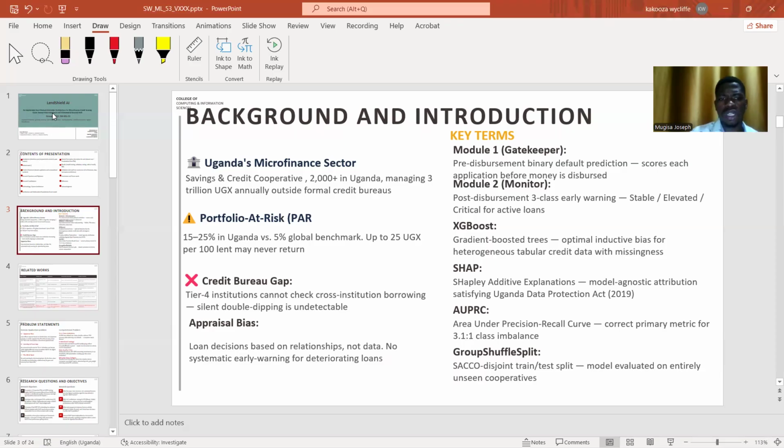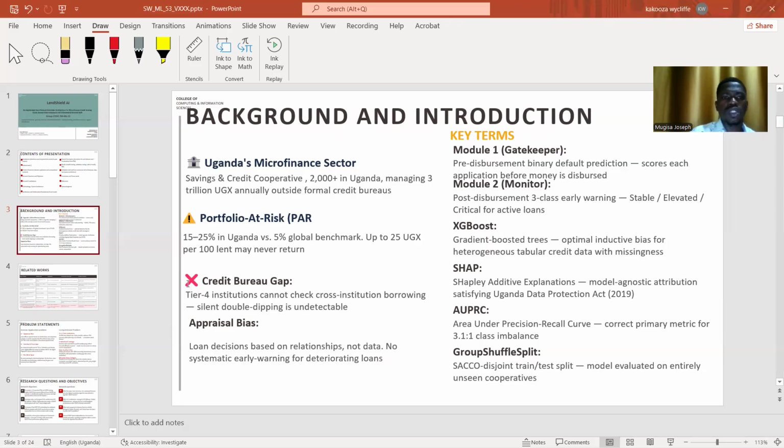Loan grant decisions are just based on relationships, not data, and maybe some kind of repayment narratives that loan officers can have. All this results in a high portfolio at risk of about 15 to 25%, compared to the 5% global benchmark reported by the World Bank. It's a bad one. The implication of 15 to 25% is that for every 100,000 that is given out, about 25,000 may never return, and that's a very bad amount.